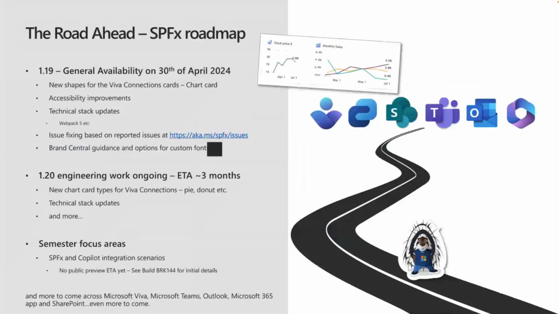Whoa, wow. Yep, and so the road ahead: general availability came out in April, but engineering is working on 1.20, about 3 months out, with a new chart card for Viva Connections, a pie, a donut. We might throw in a cake, I don't know, maybe some Frosties or something like that. You could dip your fries in them. Getting hungry. Technical stack updates and more.